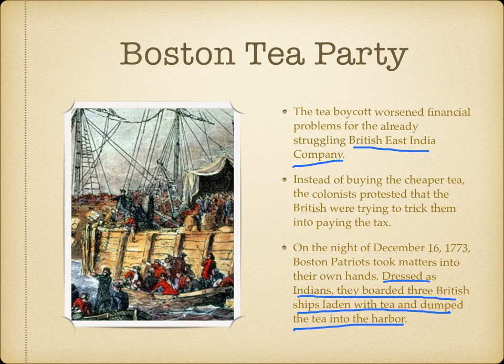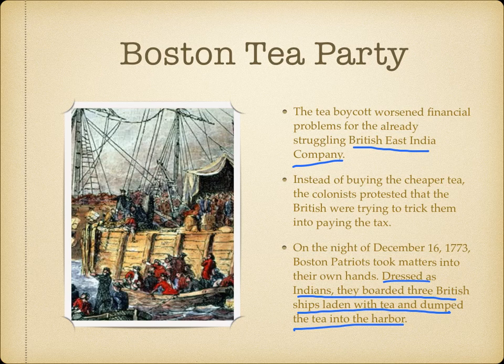The tea boycott worsened financial problems for the already struggling British East India Company. To help the company and encourage the colonists to pay the tax, Parliament passed a law allowing the company to sell directly to the colonists. This made their tea cheaper than the smuggled tea, even with the tax, thus creating a monopoly in which the colonists who smuggled Dutch tea could not compete.